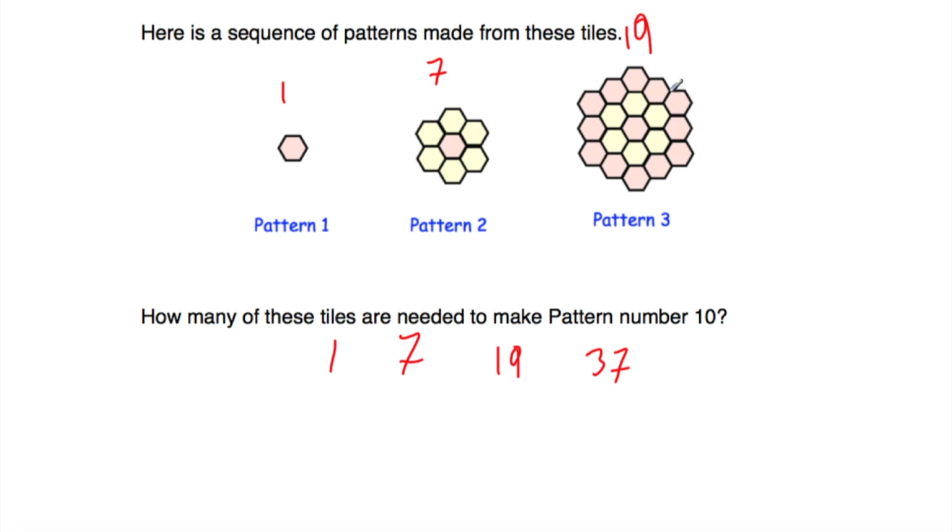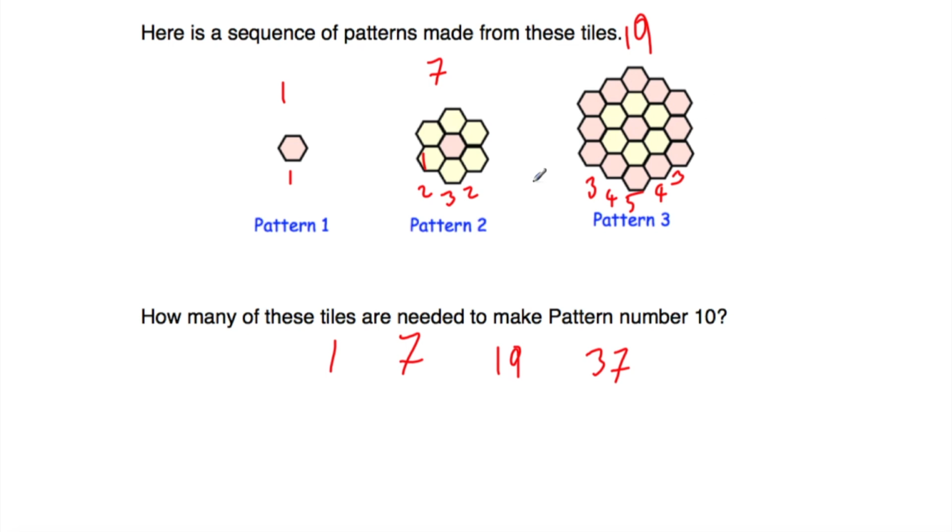If you want to check that, you could draw the next pattern by adding on hexagons around the outside of this pattern and seeing how many you would have. Or another way to check it's 37 is to look at the pattern where you've got 1, and then you've got 2 in this column, then 3, then 2, so 3, then 2. Here you've got 3, 4, 5, 4, and 3, just looking at how many hexagons are in each column.